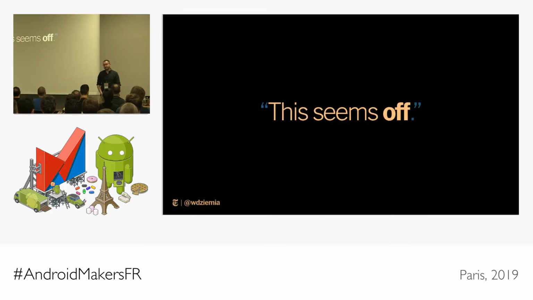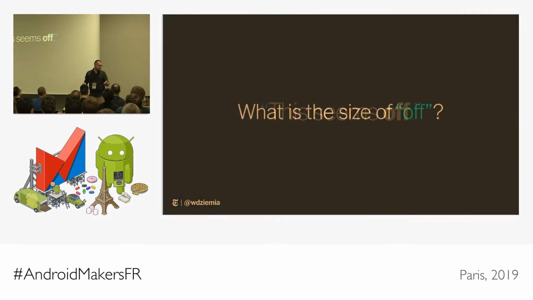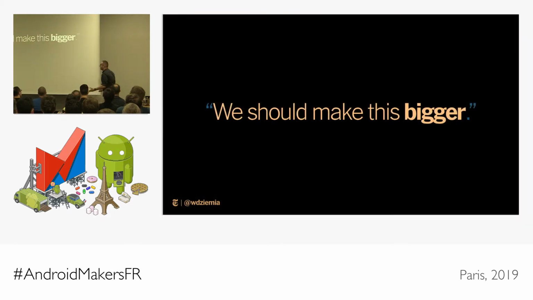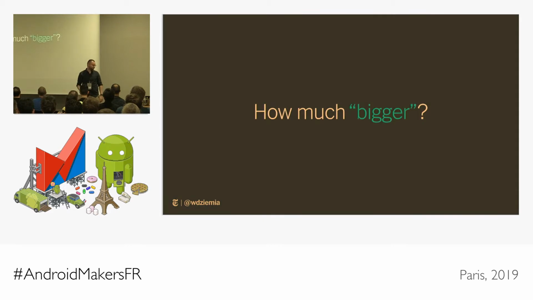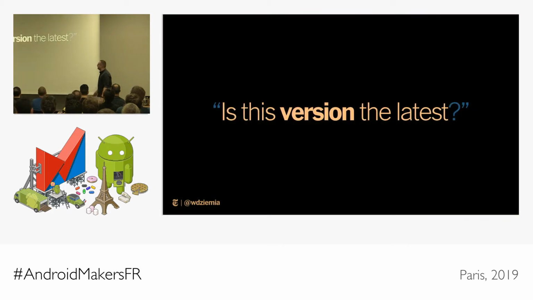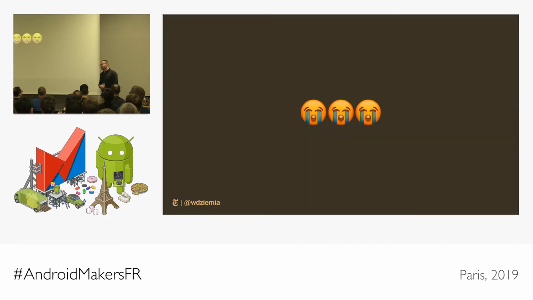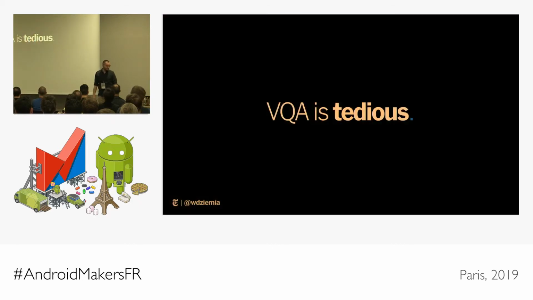And then you'll get feedback, and that feedback is like, this seems off, but what is off? We should make this bigger. Define bigger. And then the last one that you should dread is, is this version the latest? Which you should be crying at this point, because that usually means that either they didn't upload the right file or you downloaded the wrong one, and then everything's wrong. So that entire process is a rough explanation of the motions that you go through in VQA. So it's super tedious. I'm going back and forth, and that's never any fun.